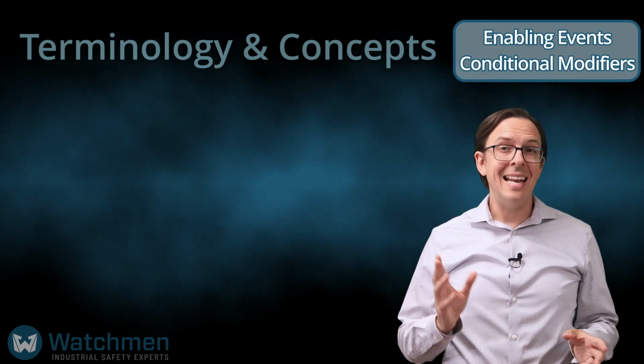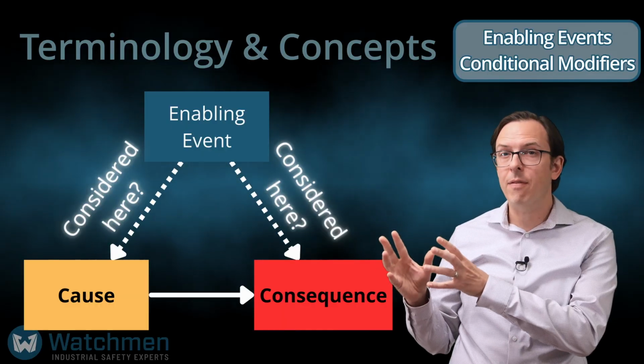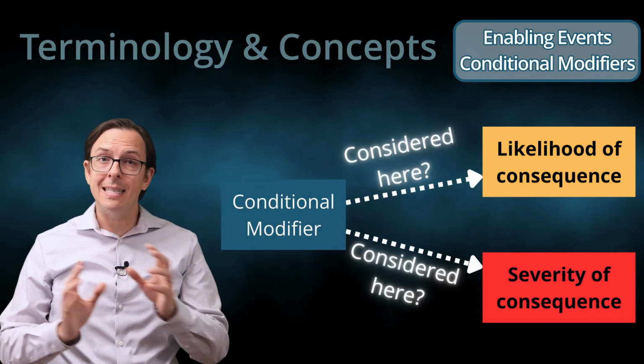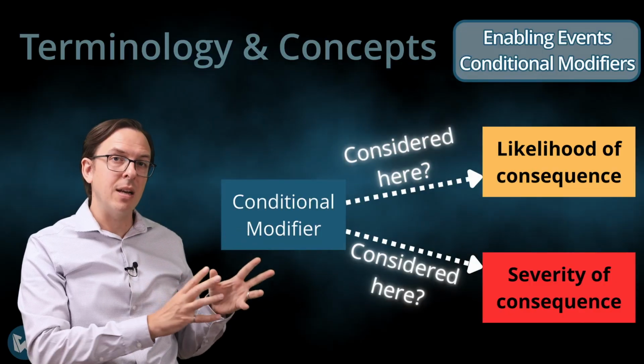For example, an EE may have already been implicitly considered as part of the initiating event frequency, or a CM may have already been implicitly considered when determining the worst credible consequence.